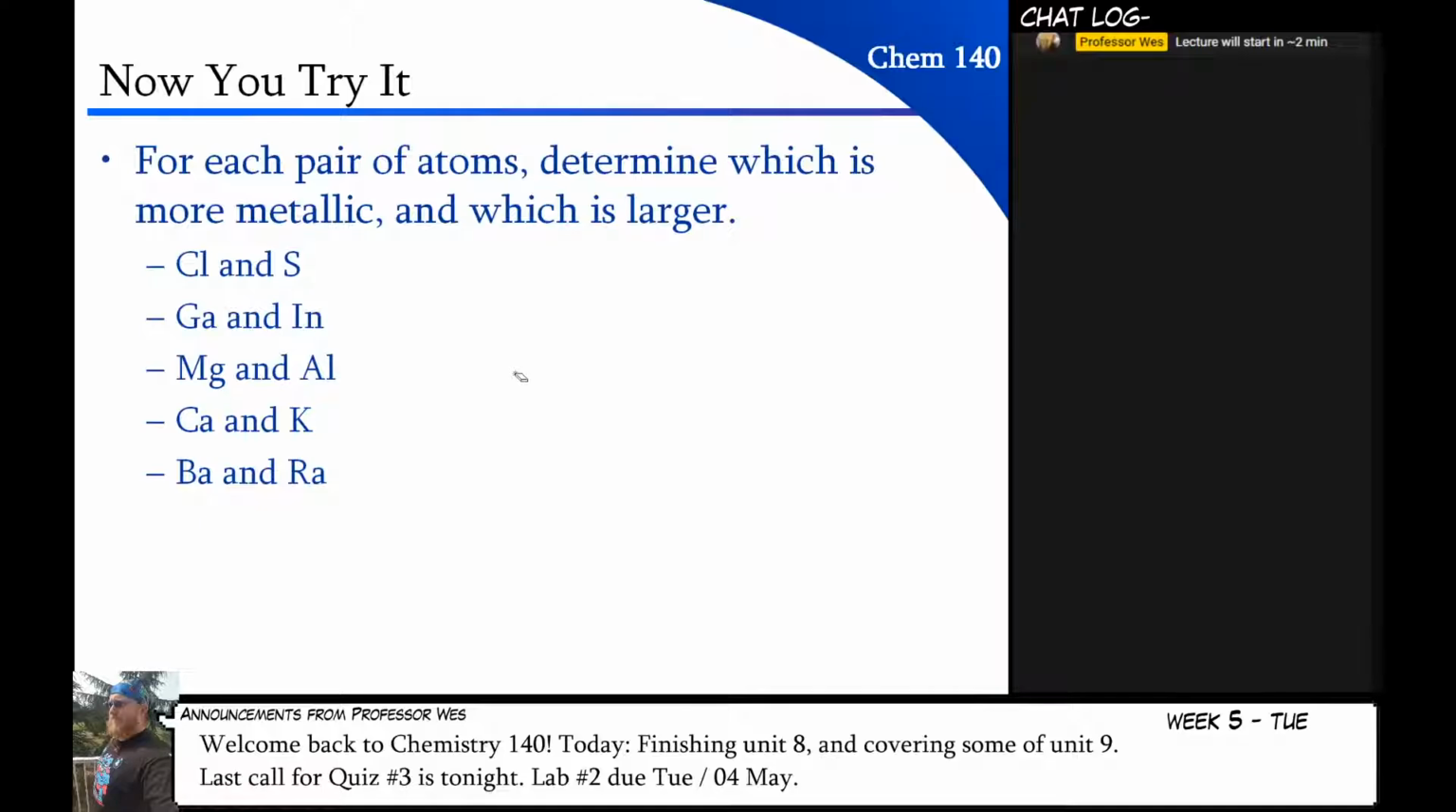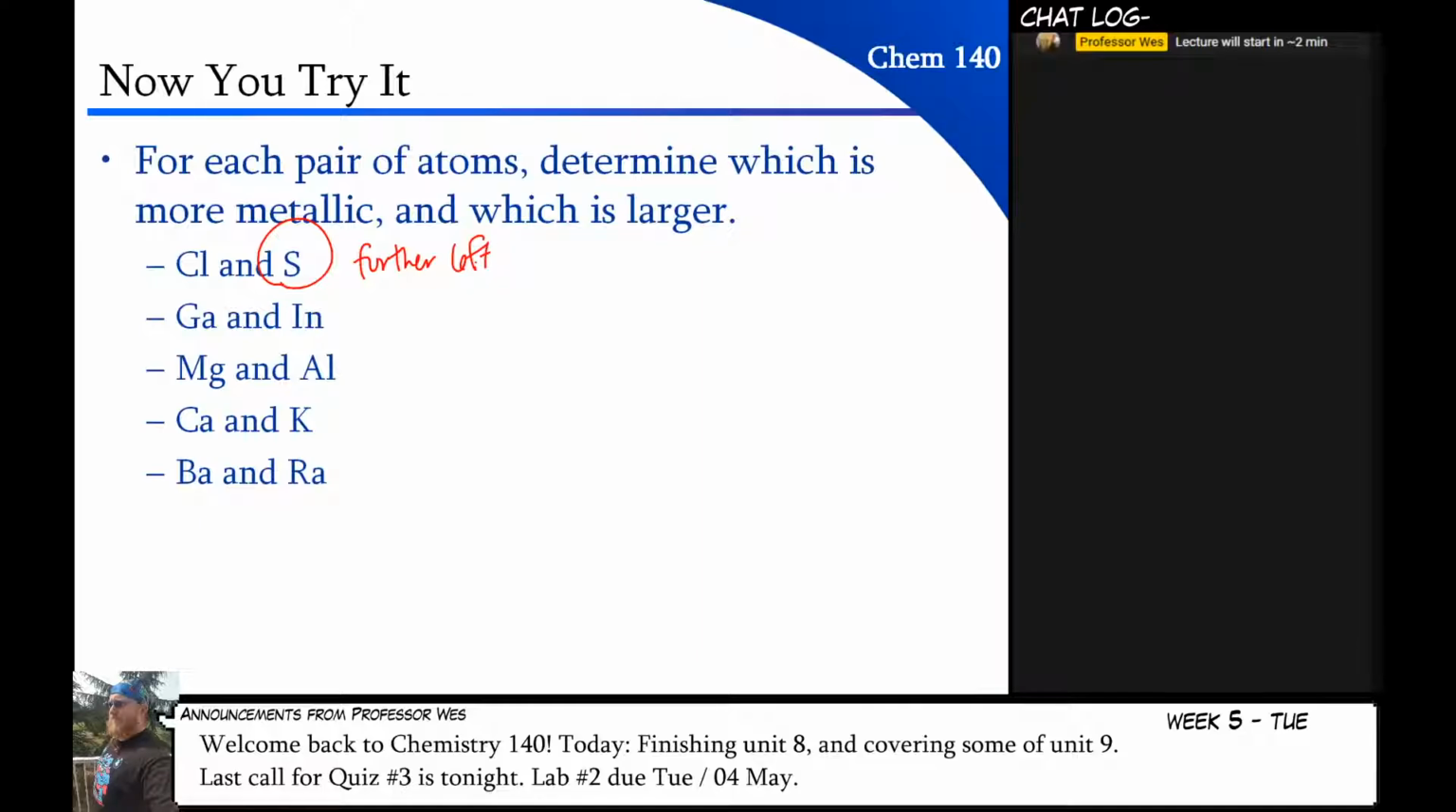So we're going to look at the periodic table, and we're going to pick basically the element that is further to the left or further down, because that's going to be the more metallic of the pair. So of these two, chlorine and sulfur, which one is further to the left or which is further down? Well, they're in the same period, so they're the same elevation, we'll say. But sulfur is further to the left. So it's going to be more metallic and the larger of the two atoms.